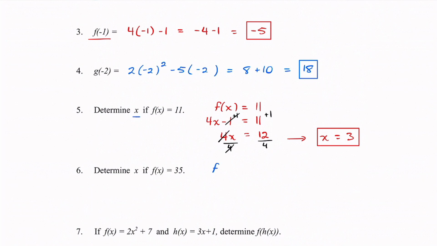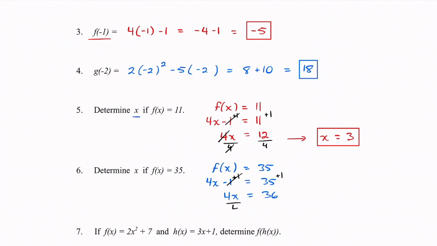So I'm going to write out f of x equals 35, and then I'm going to replace f of x with 4x minus 1. That's what it was up top. And then I'm going to solve this. So add 1 onto both sides. Those will cancel out. So we got 4x equals 35 plus 1 is just 36.